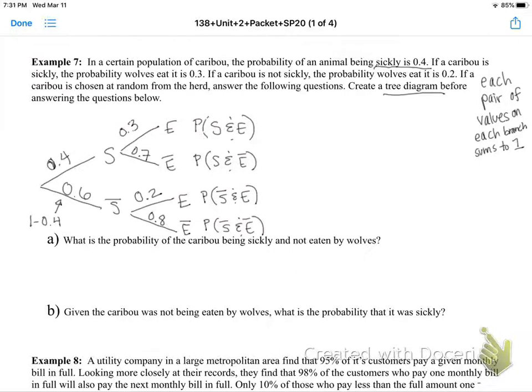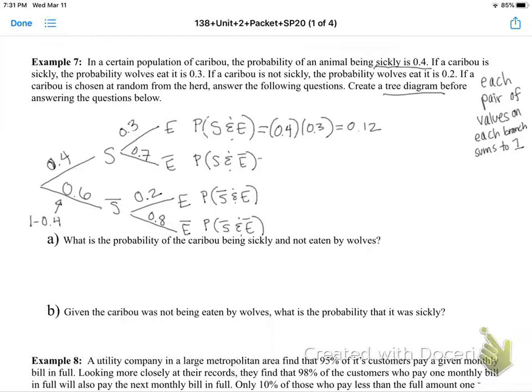Okay, that's very important because each one of these sets of events is disjoint, which we also talked about. To find the probability of each one of these "and" statements at the end of each branch, we multiply the two probabilities from the previous branches together. So if this is sick and eaten, I take the probability the caribou was sick, which was 0.4, and multiply it by the probability it was eaten given it was sick, which is 0.3. If we do that, we end up with 0.12.